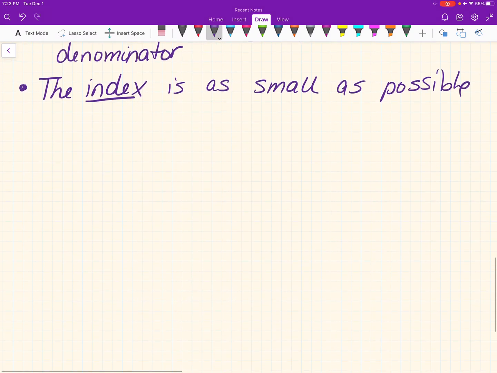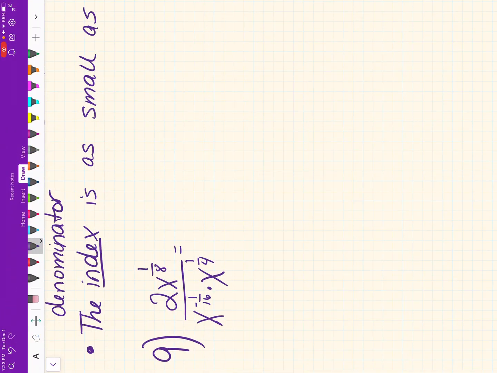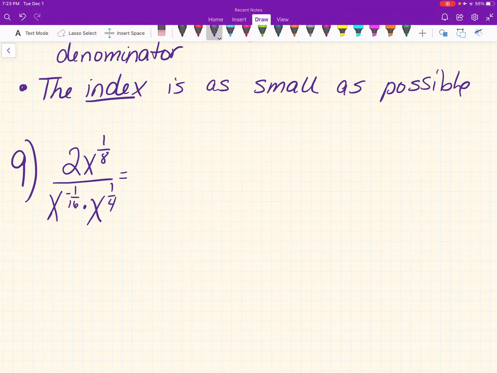All right, let's do that number 9 together. This is like the mega problem for today. We have 2x to the 1/8 over x to the negative 16th times x to the 1/4. The first thing I need to do is figure out what's going on the bottom here. So I need to combine like terms. Well, they have like bases, so that means we can add the exponents. I'm going to leave the numerator alone for a minute.